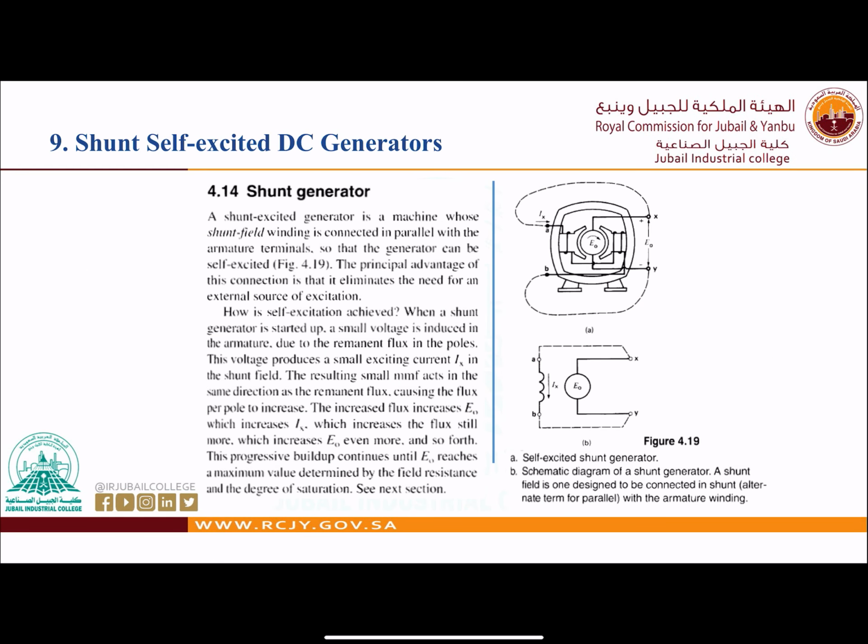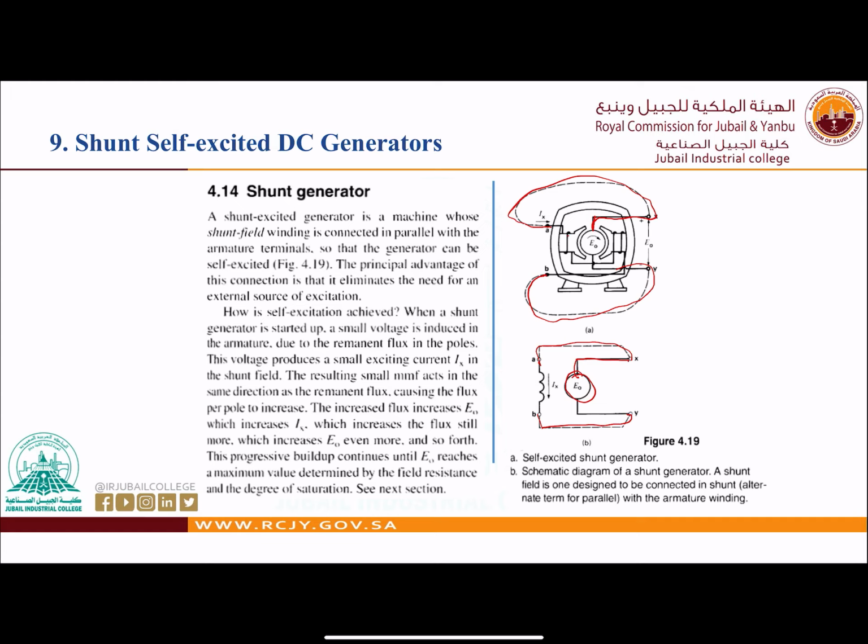For the shunt generator, it is very clear from this picture that the field winding is in parallel. As you can see, this is the armature winding, and this is the field winding, so they are in parallel. Now we have a problem here. We don't have a battery, right? So how can we get the field current?